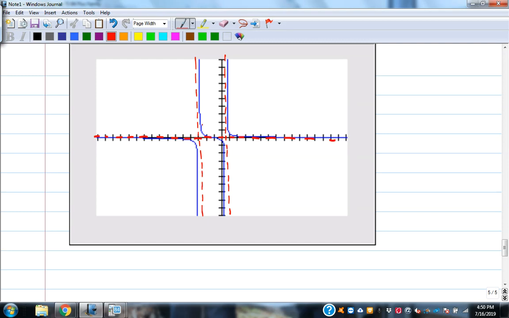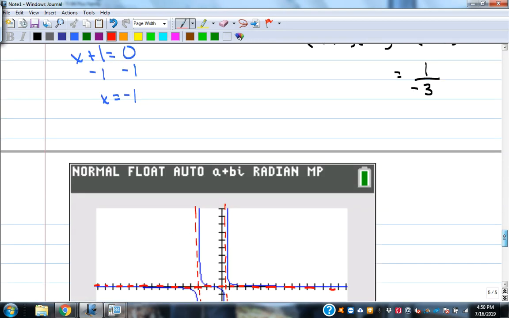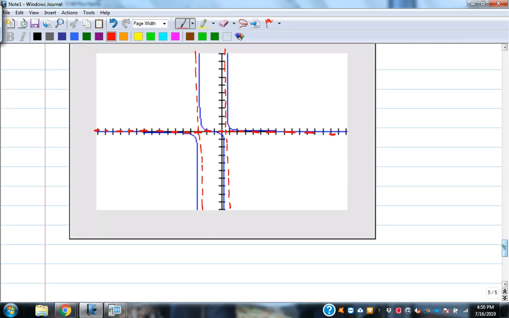And then we had intercepts. We had an x-intercept that was at -1. If I look at -1 on the x-axis, right there it is. That's where it's crossing the x-axis. And it said the y-intercept was at -1/2. Right there. That's where it's crossing the y-axis.